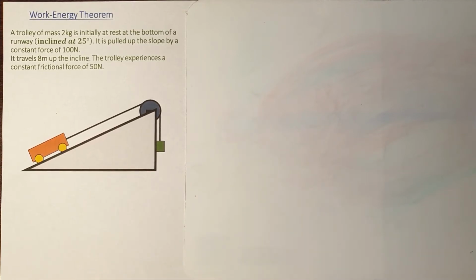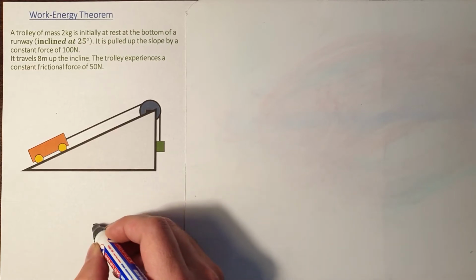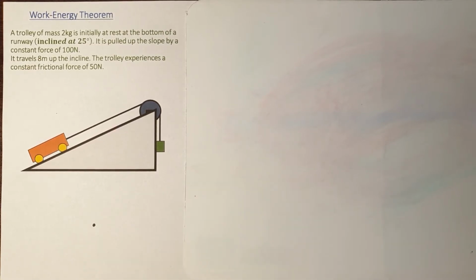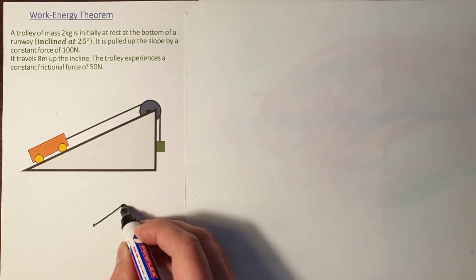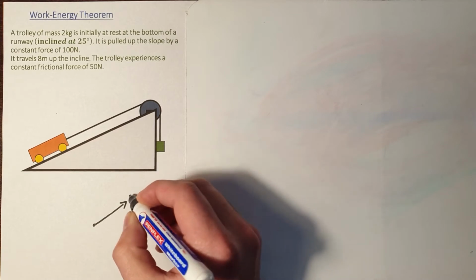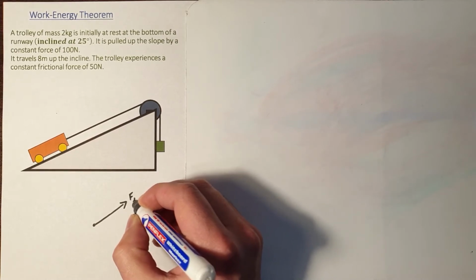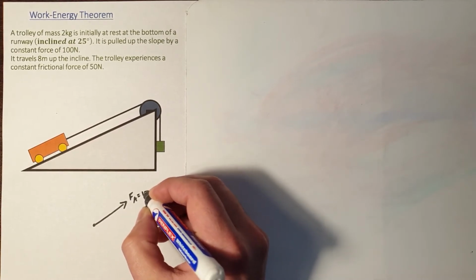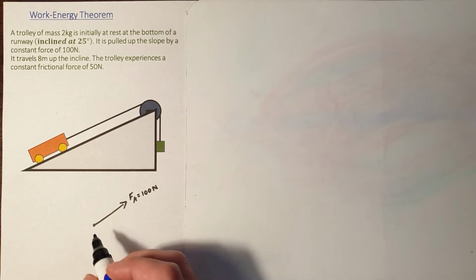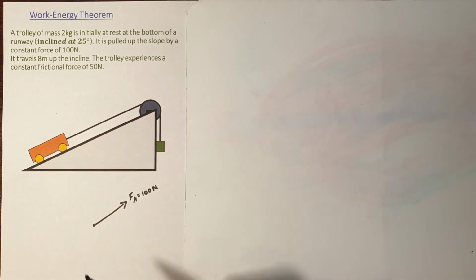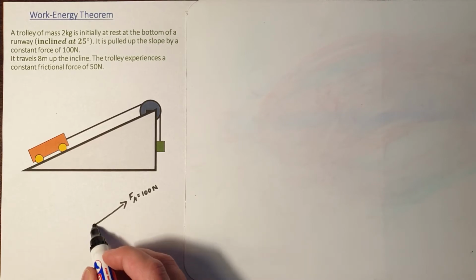Alright, so let's draw a free body diagram of all these forces acting. So we have our little object. Firstly, we know it is being pulled up by a force equal to 100 newtons. It travels 8 meters and it's also going to experience a constant frictional force of 50 newtons.